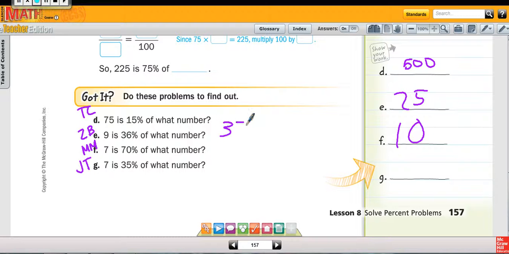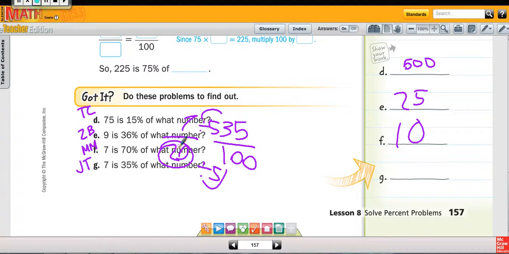I put 35 over 100, and then 7. And then I divided by 5. Good. How many agree with Dash and got 20? Good. Now, these ones were nice and easy.